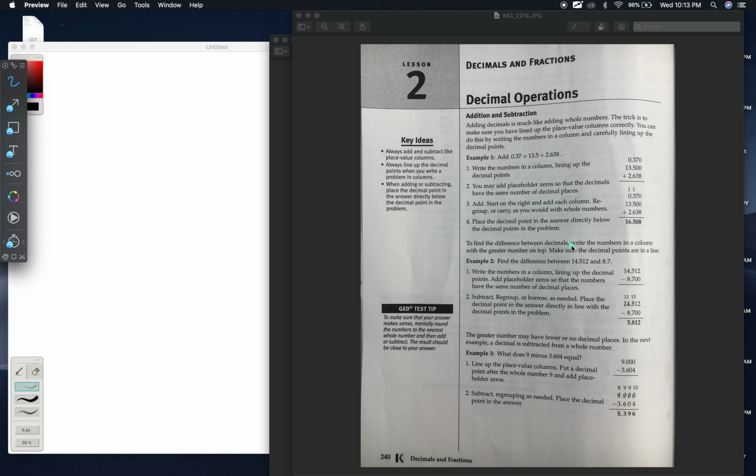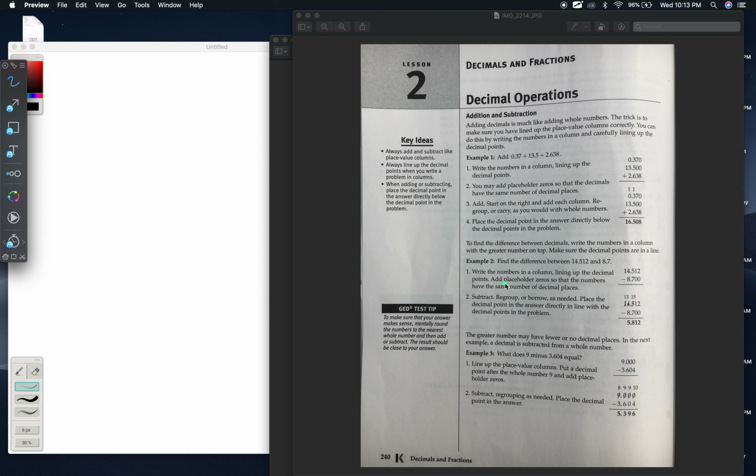To find the difference between decimals, write the numbers in a column with the greater number on top. Make sure the decimal points are in a line. Example 2. Find the difference between 14.512 and 8.7. So this is for subtraction. Write the numbers in a column, lining up the decimal points. Add placeholder zeros so that the numbers have the same number of decimal places.